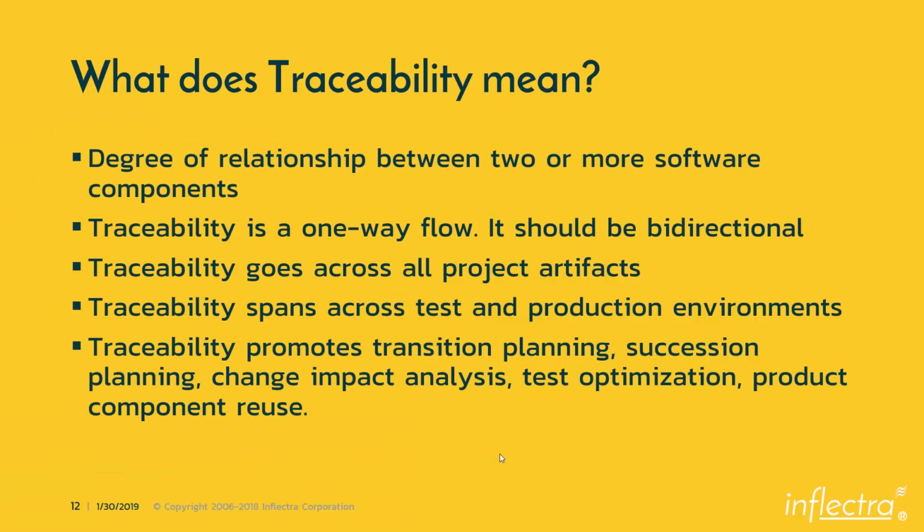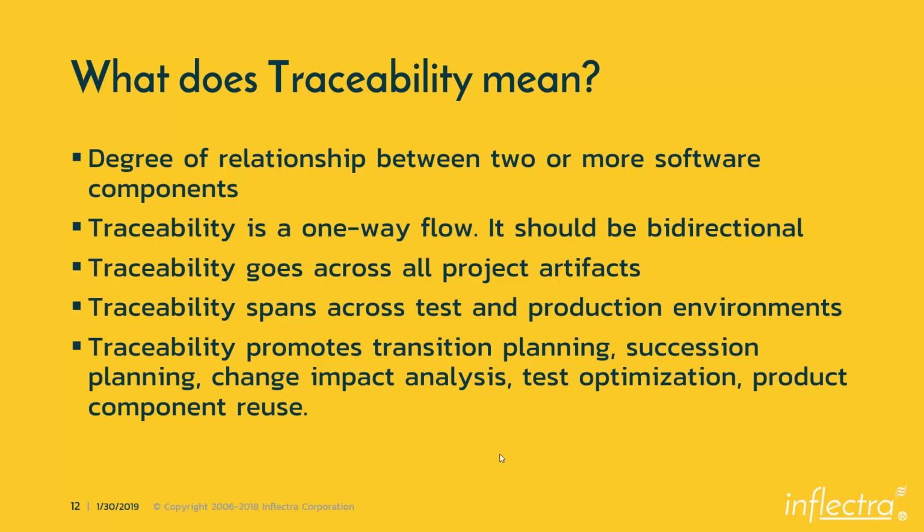Now, the next one is traceability. What does that mean? It's the degree of relationship between two or more components of the software developed. The common myth is that traceability is a one-way flow between requirements and test cases. It is not. Any tool should support a bidirectional flow between requirements and test cases. Traceability should also provide and report a seamless interdependency across all the project and product artifacts.